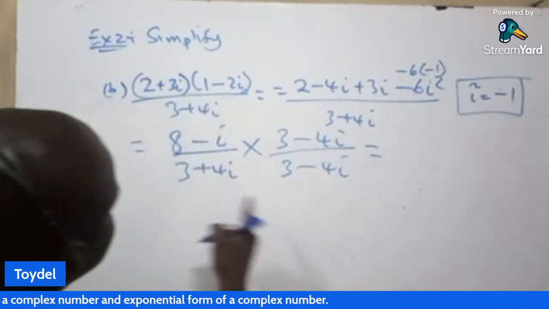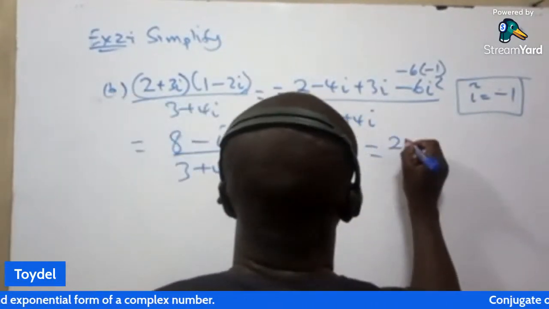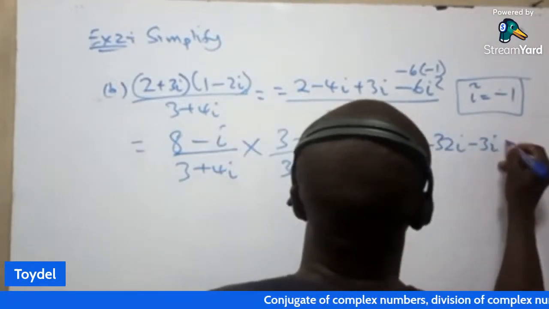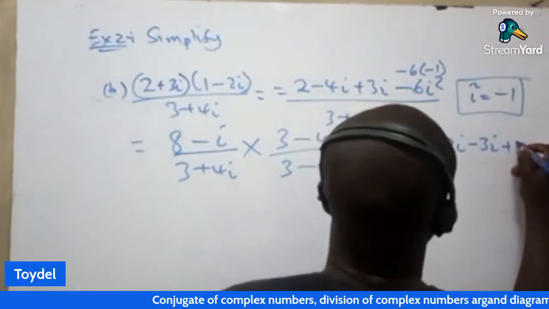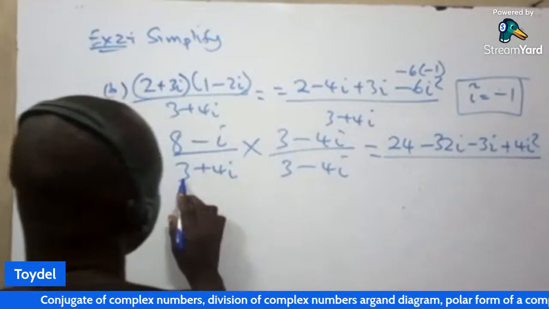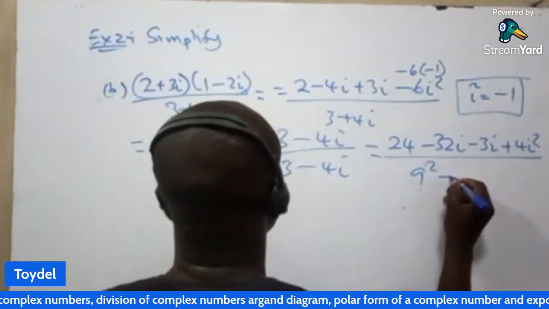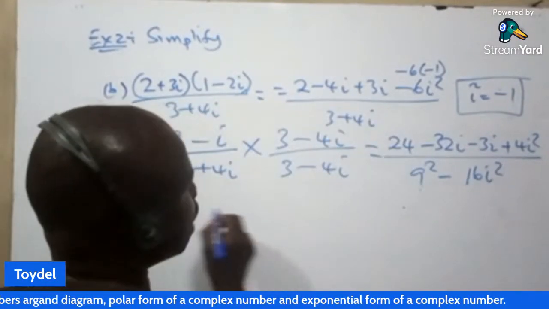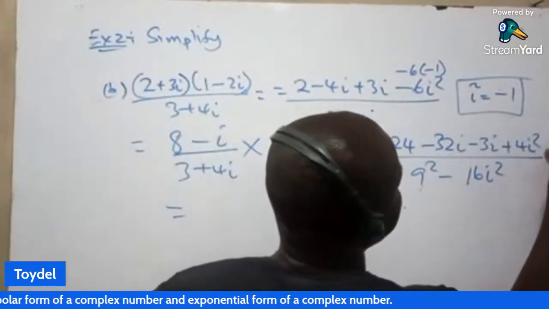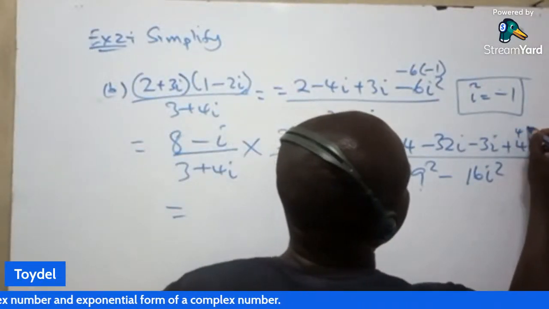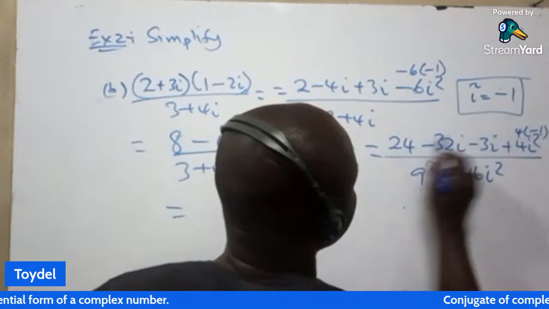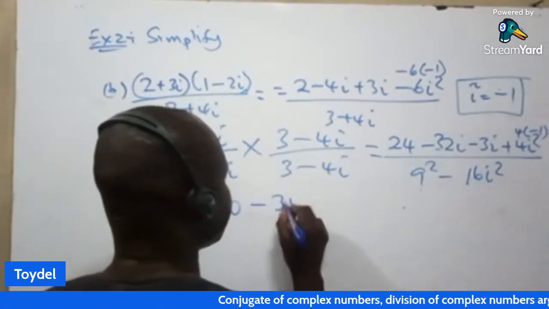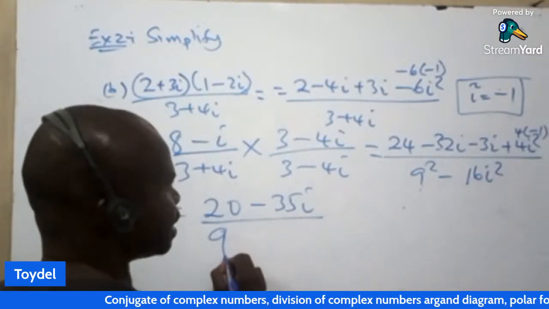Then if I expand this, I will have 8 times 3, that's 24, minus 32i. Then I will have -3i plus 4i² all over. I will square the first one, that will be 9. Minus, I will square the second one, that will be 16i². From there, i² is -1, so I will have 4 multiplied by -1, that's -4. 24 minus 4 gives 20. Then -32 minus 3, that's -35i, all over 9.